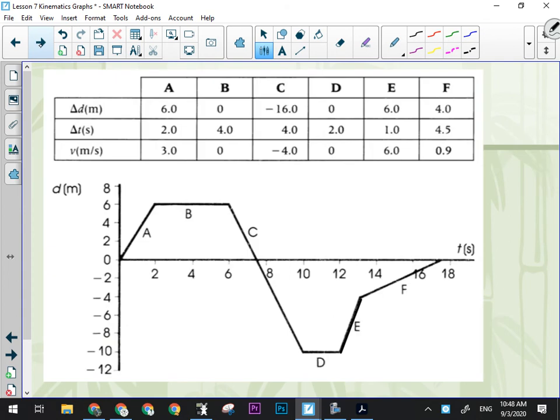Okay, so here's a position versus time graph. What is the object doing in part A?